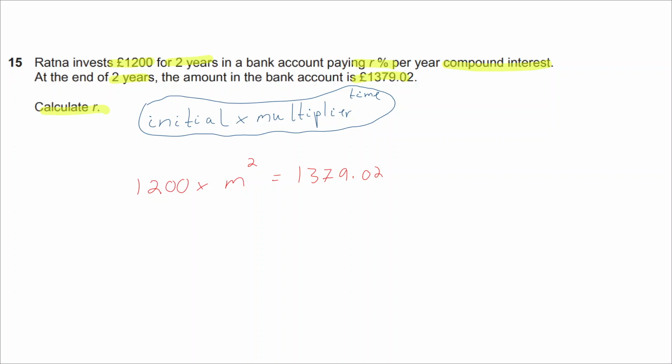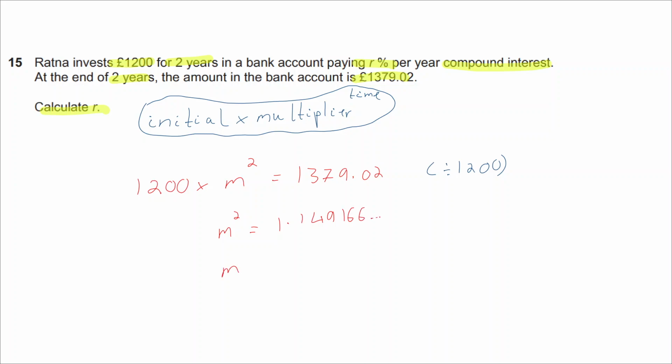Now to get this, we've got to divide through by 1,200 because we're timesing by it, so you want to divide the whole equation by 1,200. So m squared is going to be equal to 1379 divided by 1,200, which gives you 1.149166, and so on and so forth.